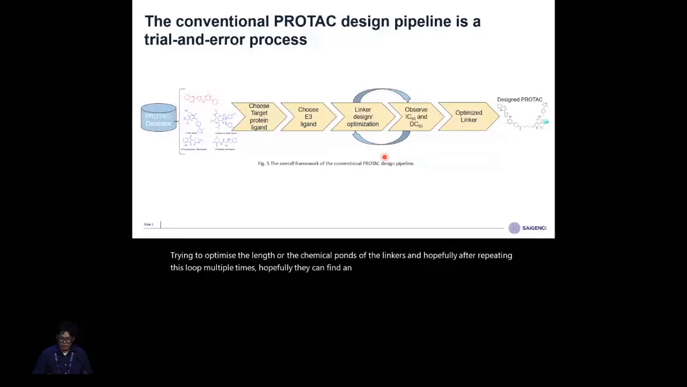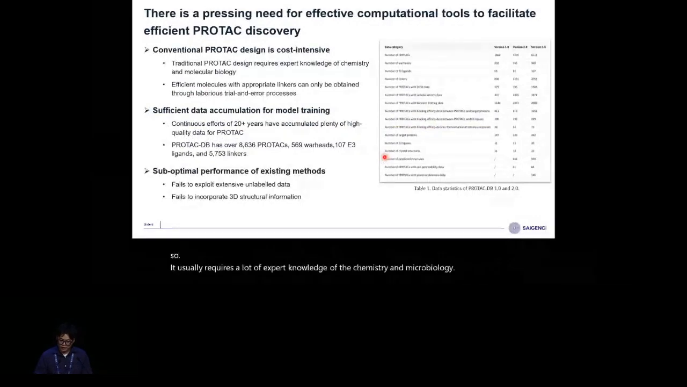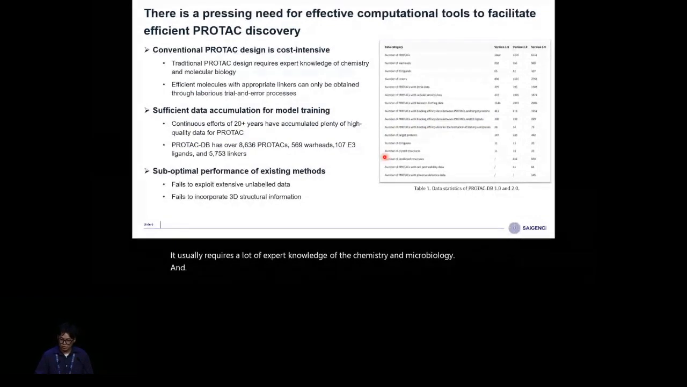So as we can see from this pipeline, the conventional PROTAC design is a very cost-intensive process. It usually requires a lot of expert knowledge of chemistry and molecular biology, and to get proper linkers, you also need a lot of laboratory trial and error. So a very natural idea is, can we design a machine learning or deep learning model, or use a computational method, to automatically predict the degradation ability of a PROTAC?